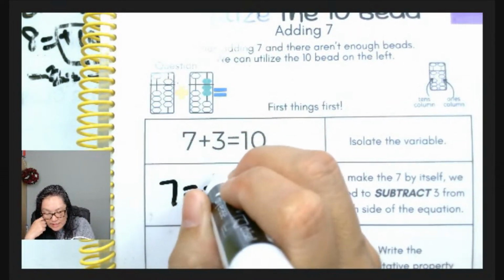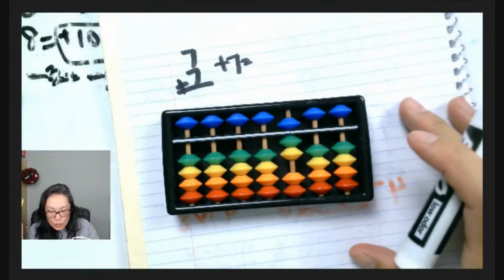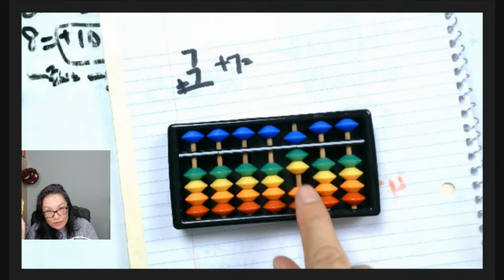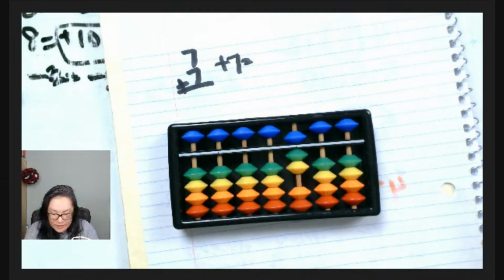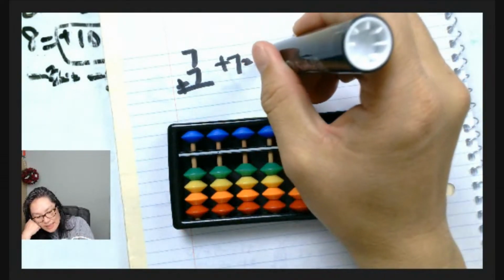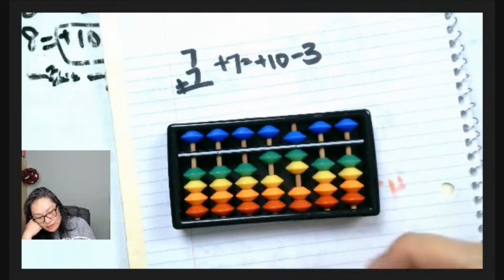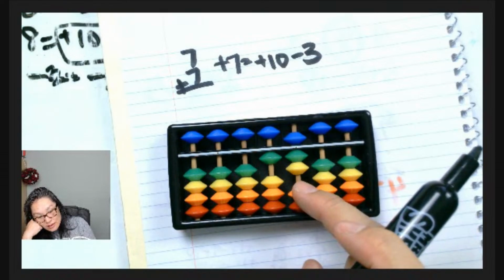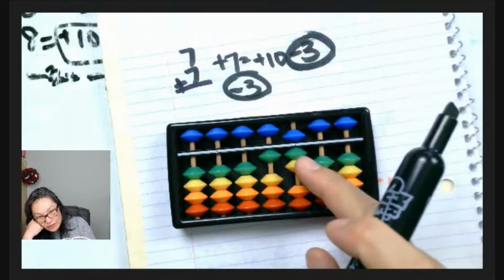7 equals 10 minus 3. Why? Because I need to add the 7. When I need to add the 7, I don't have any more beads to add the 7. What is the partner of 7? The partner of 7 is 3. So I'm going to rewrite it, right? Plus the 10 minus 3. Plus the 10, take away 3. Oh, nuts. Minus 3. I don't have enough beads to minus the 3.